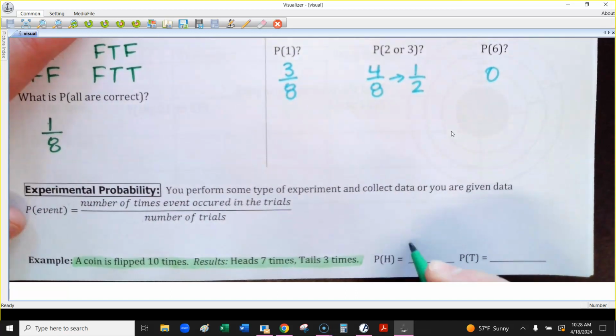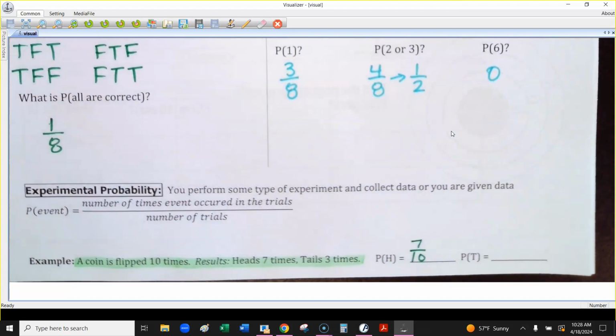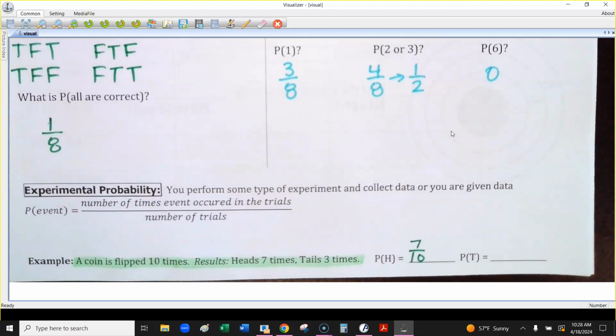70%, just the 7 out of 10. Now, theoretically, it should be 5 out of 10, right? But that's not what happened in this experiment. So that's all you're doing. If they give you some data, just base it on the data, not what you think should happen. That's theoretical. If you have an experiment, base it on that.